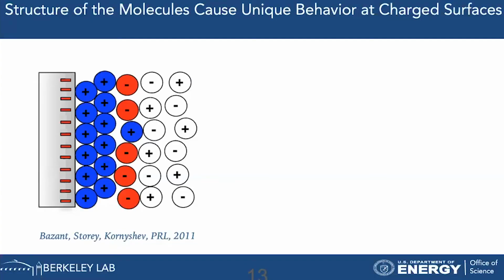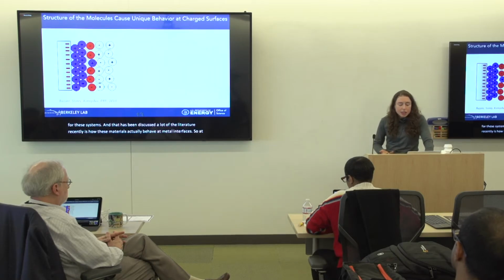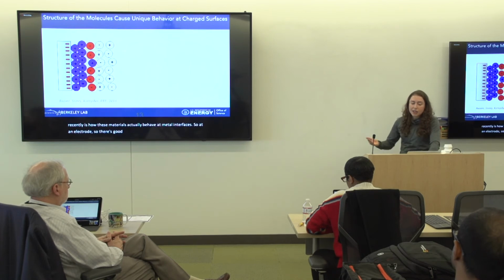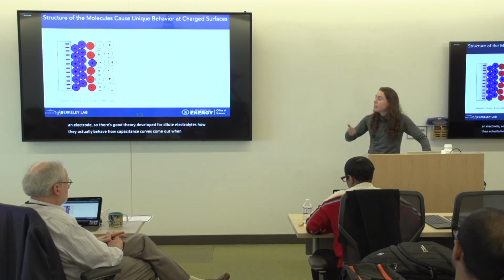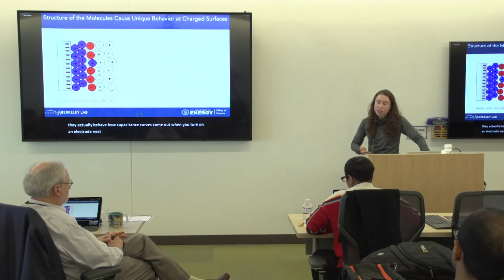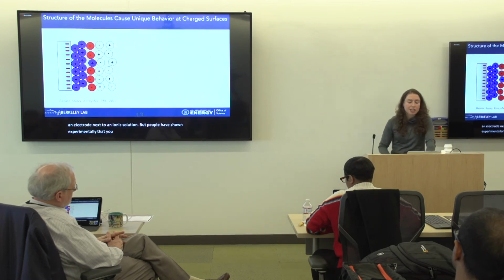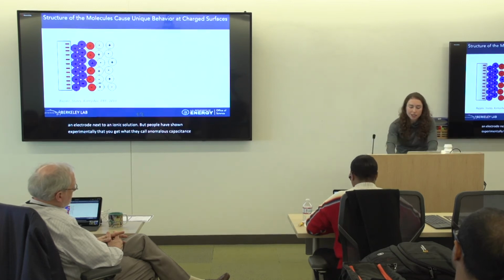Okay, so one of the things that people are interested in particular for device design for these systems, and that has been discussed a lot in the literature recently, is how these materials actually behave at metal interfaces, so at an electrode. So there's good theory developed for dilute electrolytes, how they actually behave, how capacitance curves come out when you turn on an electrode next to an ionic solution. But people have shown experimentally that you get what they call anomalous capacitance curves when you do the same thing with ionic liquids.